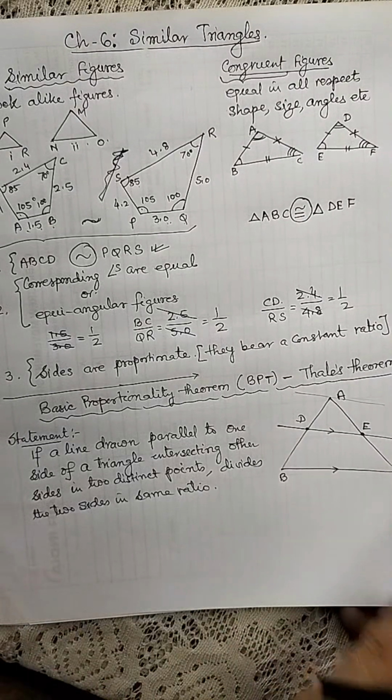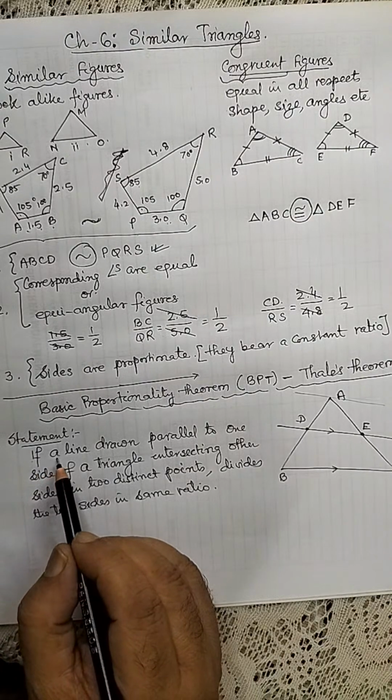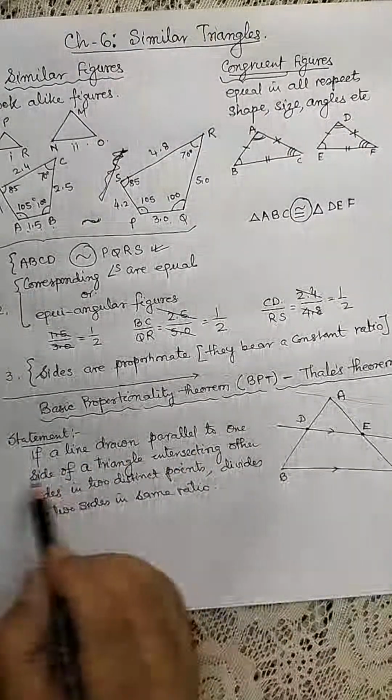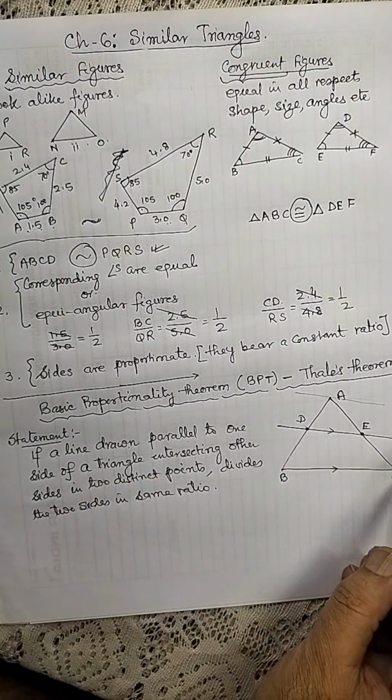So once again I am reading it out. If a line is drawn parallel to one side of a triangle, like DE is parallel to BC, right?